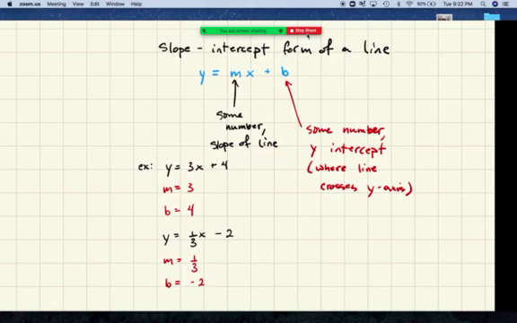So what is it on that problem that we have? Okay. So the slope is 4/5. Yep, that's it.